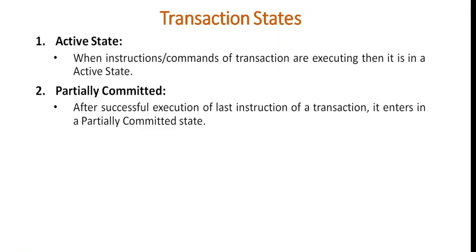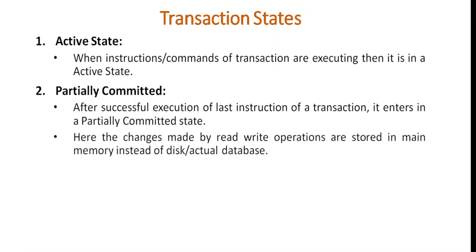After successful execution of the last instruction of a transaction, it enters a partially committed state. Here in partially committed state, whatever changes are done by read, write or update operations in the transaction, all those changes are stored in main memory. They are not directly stored in hard disk or directly applied on the actual database. Whatever changes are done by transaction instructions are first written in main memory and then they are carried out on the actual database.